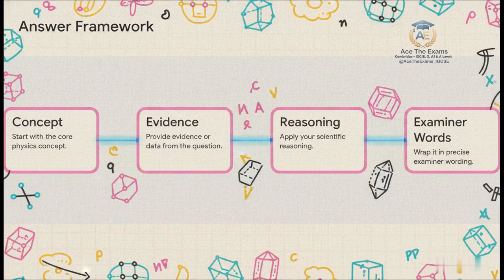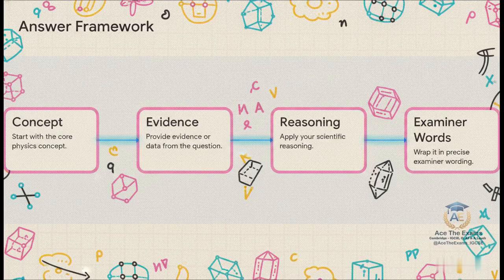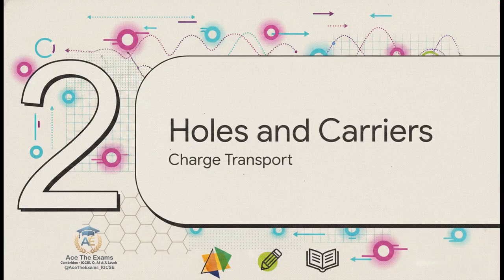And this builds right into the elite exam writing framework you absolutely need to secure those top band marks. You're going to start with the core concept, right? Then support it with evidence or data if the question gives you any. After that, apply your scientific reasoning. And finally, wrap the whole thing up in precise examiner wording. This 4-step sequence guarantees you're hitting the Cambridge assessment objectives instead of just word vomiting everything you know and hoping something sticks.